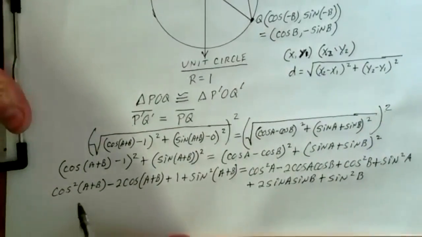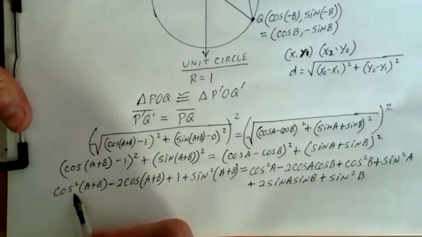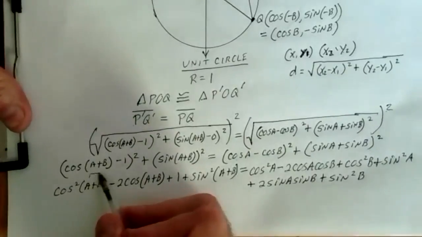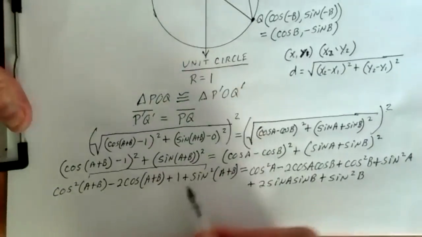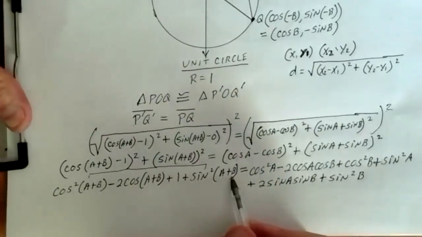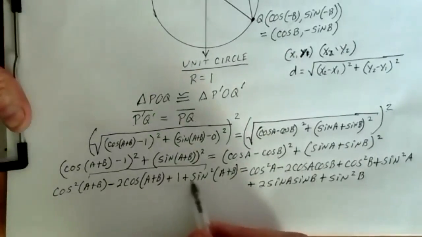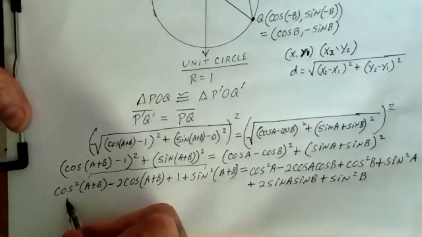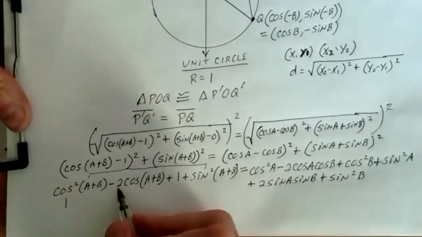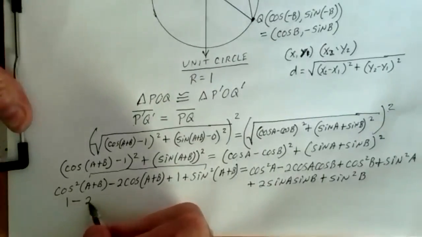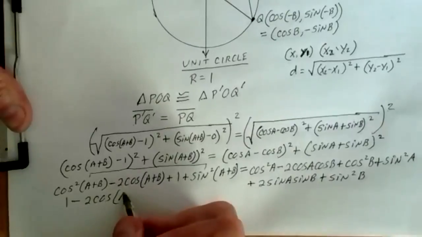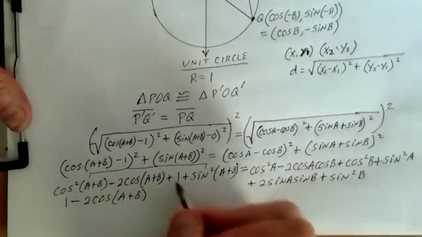Back on the left side of our equation, we can see that the cosine squared of A plus B plus sine squared of A plus B, by our Pythagorean identity, must be 1. So again, cosine squared A plus B plus sine squared A plus B is 1. So we have 1 minus 2 cosine of A plus B plus this 1.